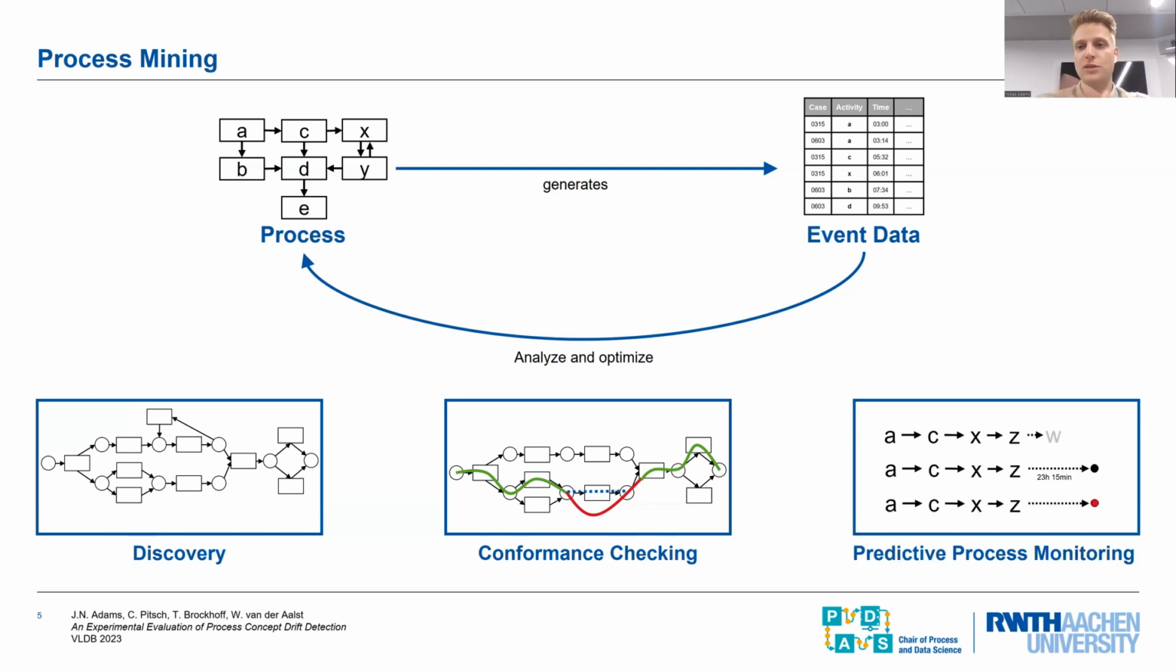And we could use operational support methods like predictive process monitoring, where we look at the past event data to find out what the typical patterns are that we can observe in event data during the execution of the process. We then use that to predict, during the execution of the process, what will happen next, or we could even make a recommendation of what should happen next.